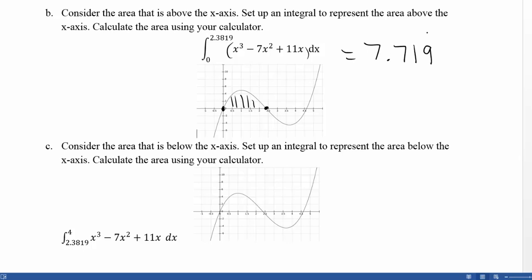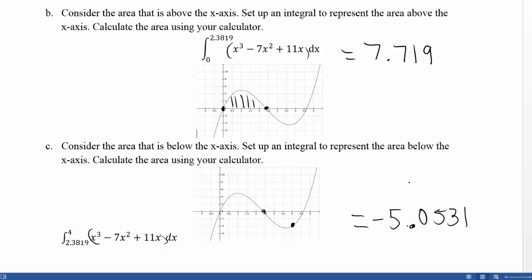Part C, consider the area that is below the x-axis. Set up an integral to represent the area below the x-axis and calculate it on your calculator. So here, now my integral is going to go from where I crossed through, 2.3819, until 4, which is my second endpoint. So that's the area that's below the x-axis. When I plug this into my calculator, it gives me a negative number, which is what I was expecting since it's below the x-axis. Negative 5.0531.